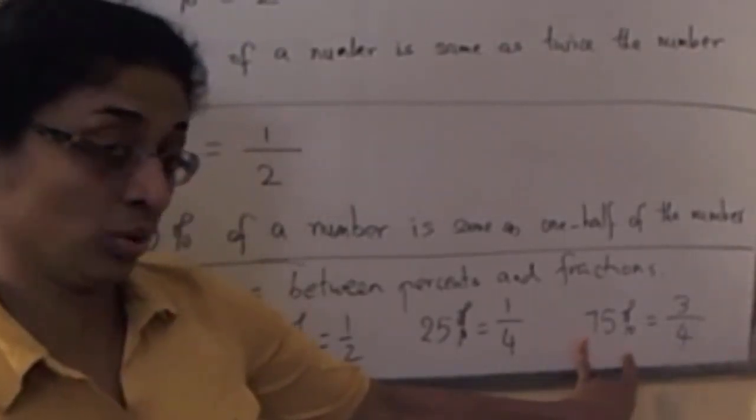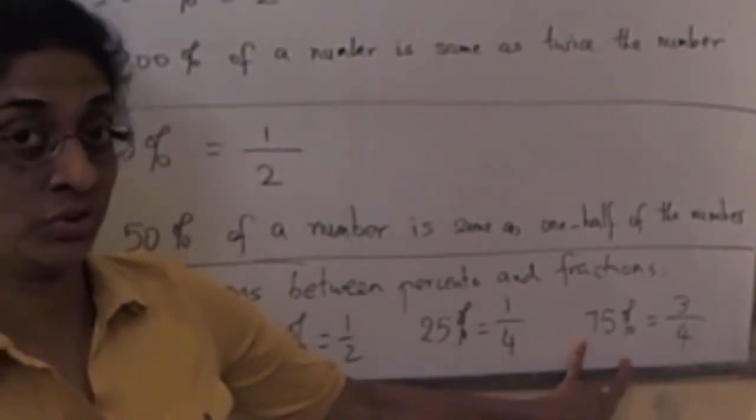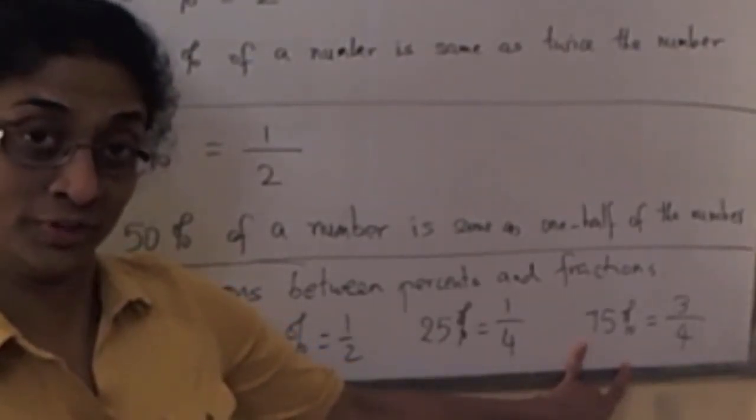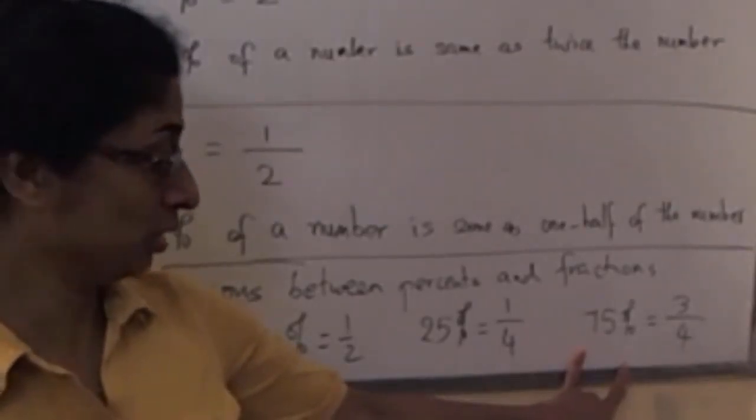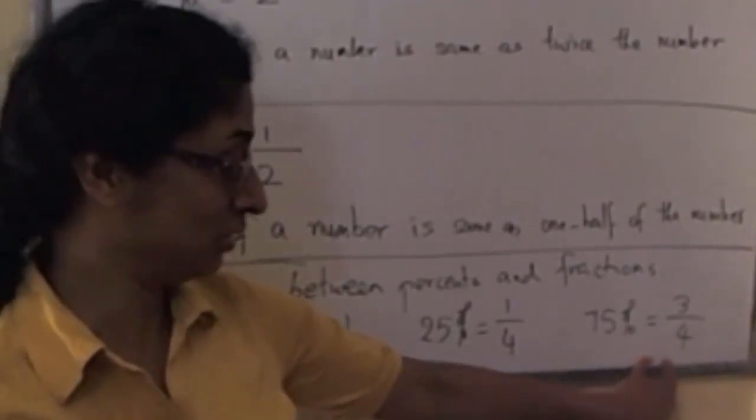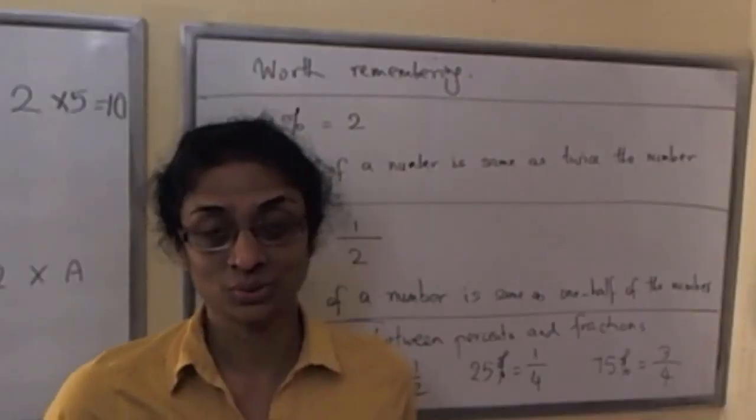And if you want to write out all the steps, then you of course have to use the definition that we went over: n% equals n over 100, where n is a whole number. So finally, 75% equals 3 over 4. So keep all this in mind.